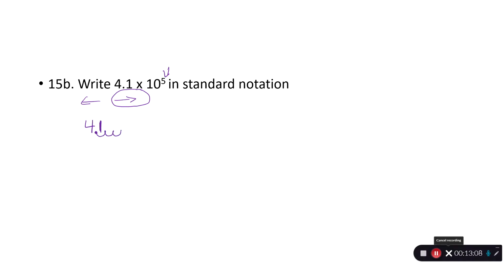1, 2, 3, 4 times. So we had the 1 for the first space, 2. Oh, that's just 4 spaces. I need to go 1 more. 0. So 410,000 is what we get from that value.